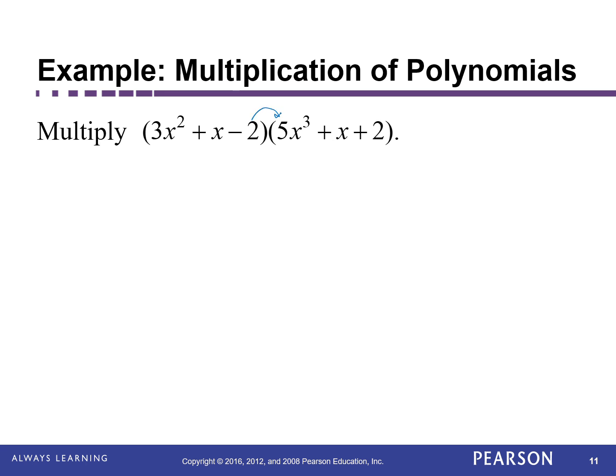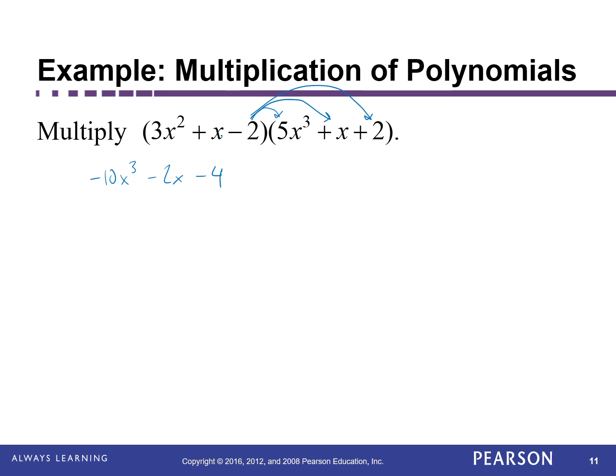So the first thing I'm going to do is distribute negative 2 to 5x to the third. I'm going to get negative 10x to the third, and then I'm going to distribute negative 2 to the x. I'm going to get negative 2x, and then I'm going to distribute the negative 2 to the 2. I'm going to get minus 4.